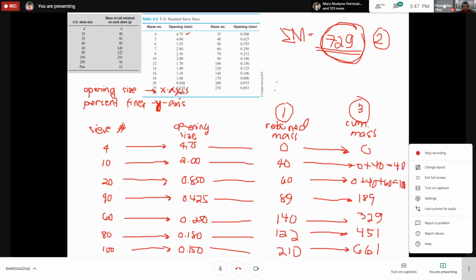Okay, so next step is determining the percent finer. So again, ang percent finer ninyo is, so atong isuwat diri ha. So F is equal to the total mass minus the cumulative mass, di ba? So let's say kaning number 3 nga step divided by the total mass times 100. So if you look at your first sieve, 0 man na siya, di ba? So 729 minus 0 divided by 729 times 100. So meaning ana, ang iyang percent finer is 100%.